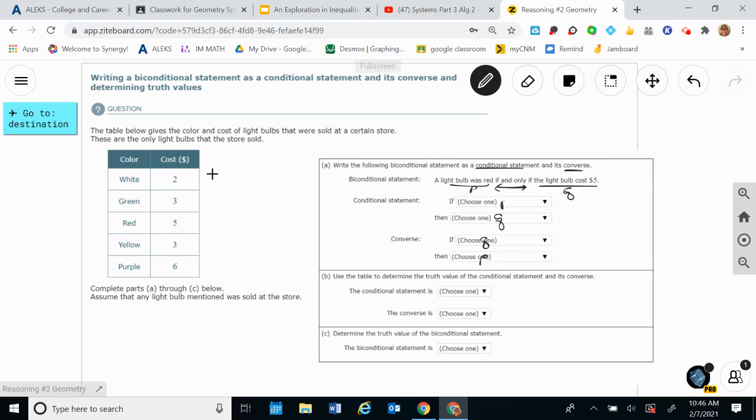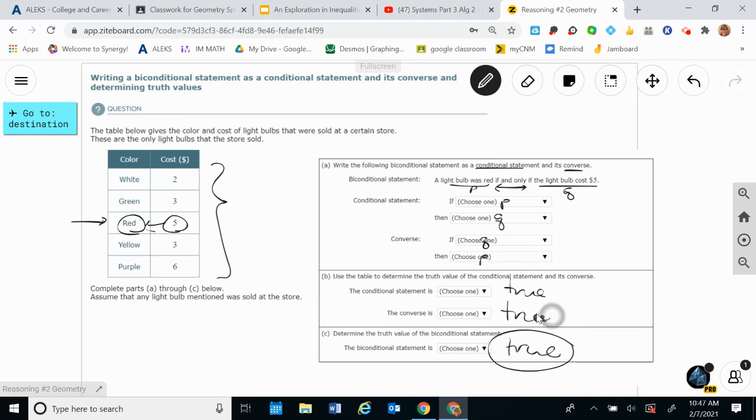Now we need to figure out the truth values, and this is what we're going to use to do that. If the light bulb was red, then it costs $5. Let's see, if it's red, it costs $5. Yup, that's true. Okay, the converse. If the light bulb costs $5, then the light bulb was red. Well, look, indeed, it's the only one that costs $5, so that would be true as well. So guess what? The biconditional statement is true because both of these are true.